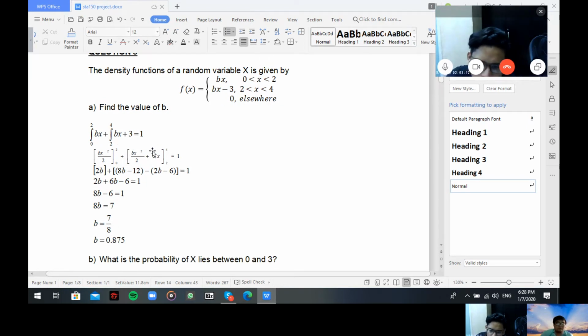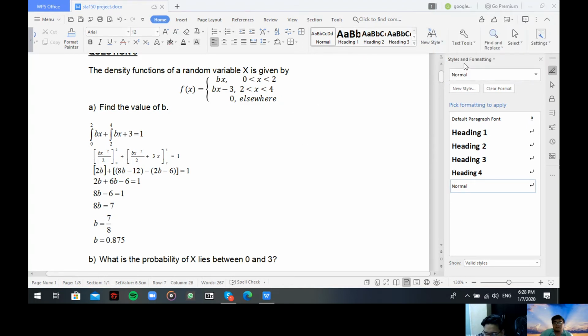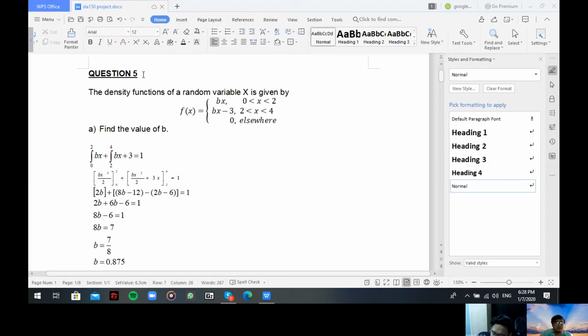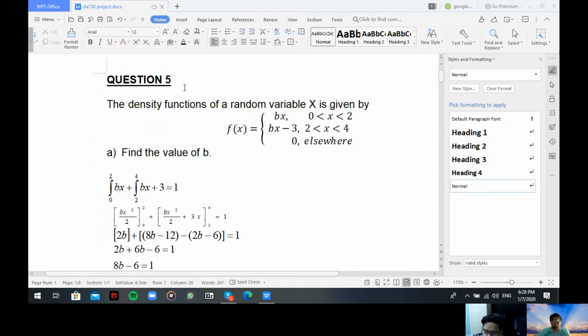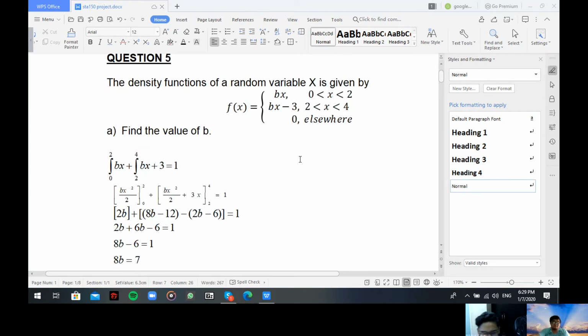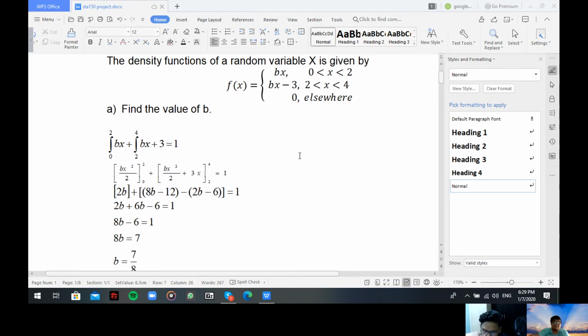Firstly, you need to. Can you zoom a bit, because to see the fraction, you can't see it. Yes. Can you see it? Okay, go on. Yes. Okay.